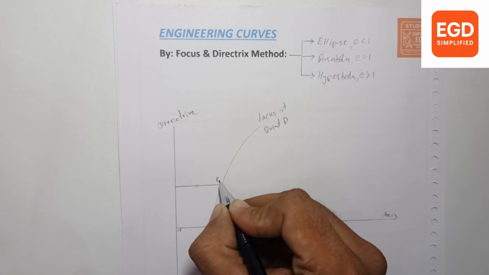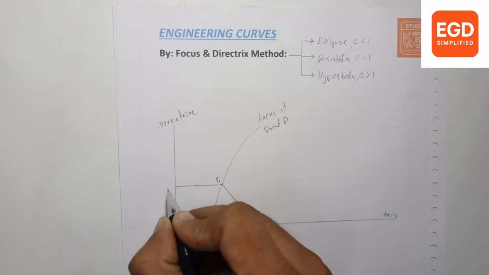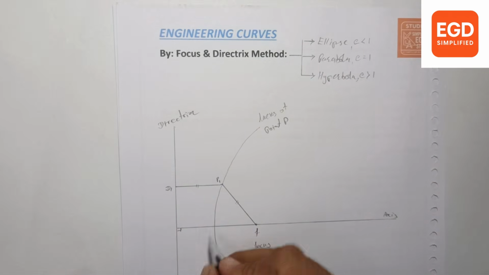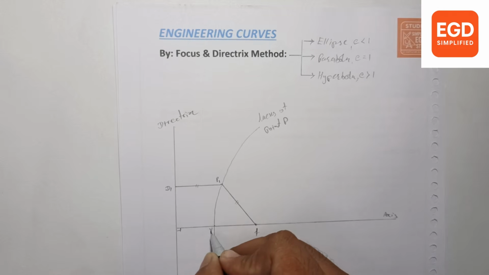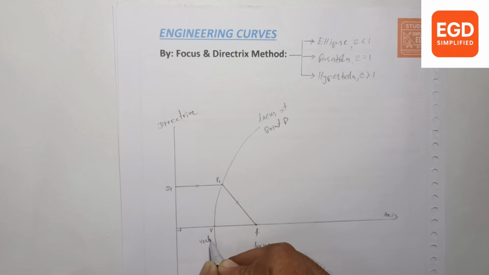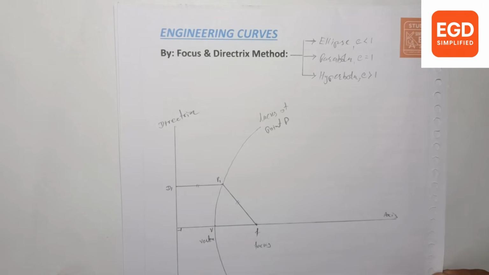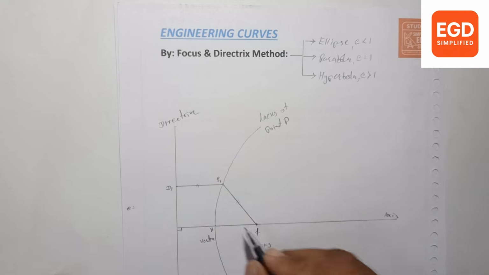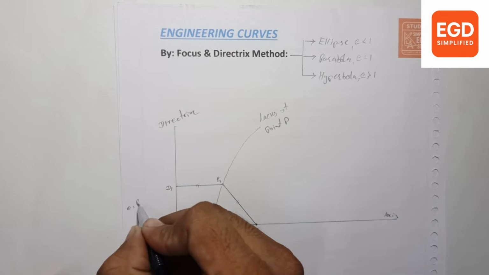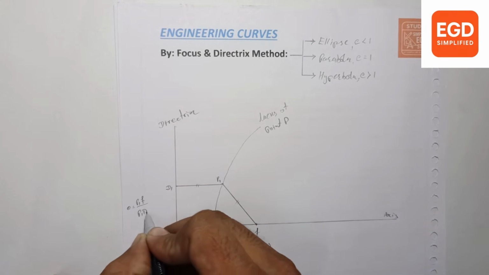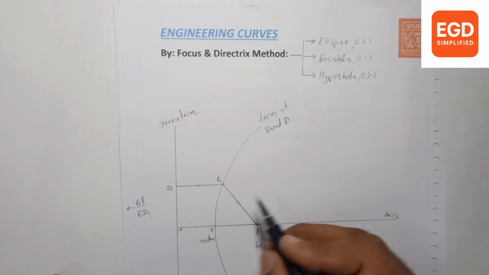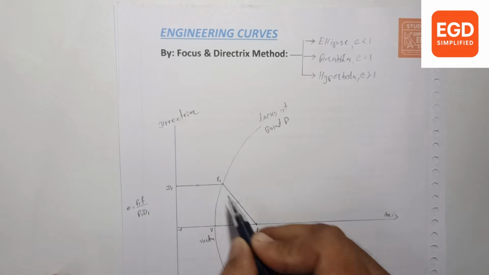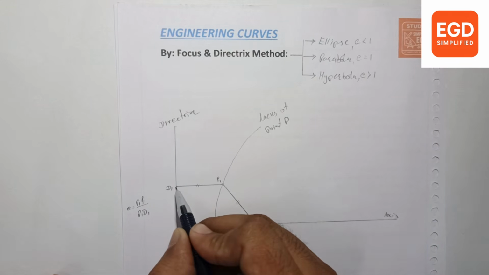Let's take point P1, F and D1. When the curve crosses the axis, the point we get here is called the vertex. Now eccentricity E is equal to P1F upon P1D1, which means eccentricity is the ratio of the distance from point P to the focus to the distance from point P to the directrix.